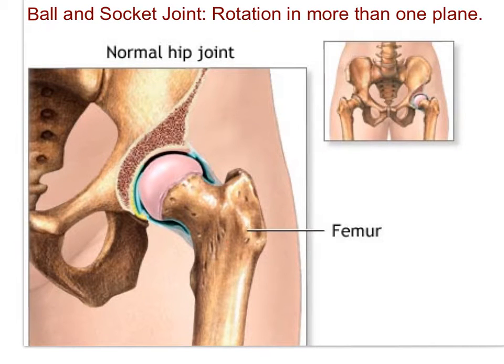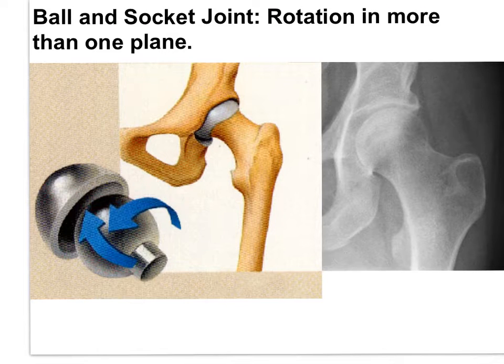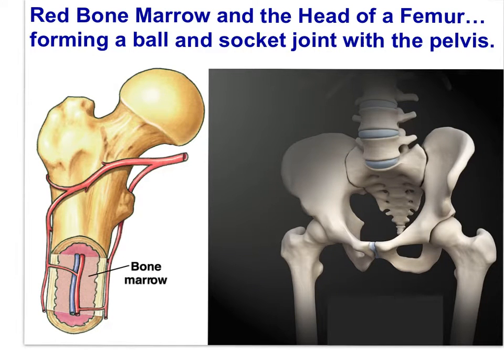The femur is the long bone of the lower leg. The head of the femur is a ball, and it articulates in a socket in the hip bone. The ball and socket joint of the femur and hip allows motion in more than one plane. On the left, we have a schematic of a ball and socket joint that shows rotation in multiple planes. On the right is an X-ray of the hip joint. Here's a nice image of the head of a femur forming a ball and socket joint with the pelvis.